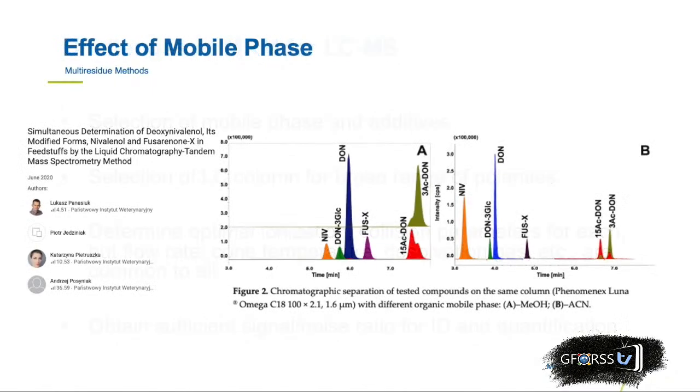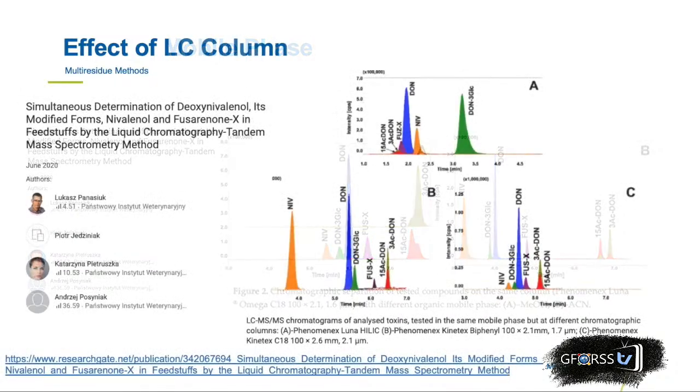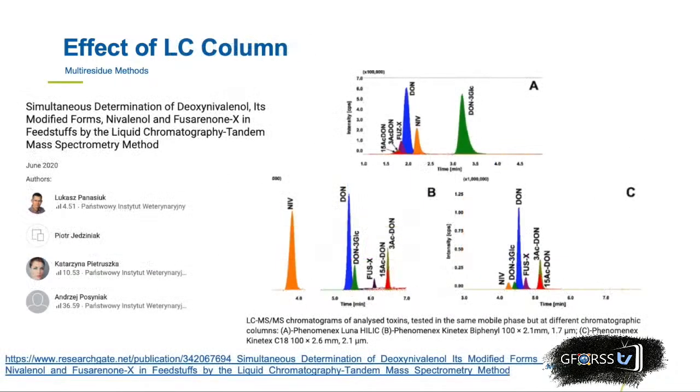This example illustrates the effect of the mobile phase on the measurement of mycotoxins. Chromatograms in A were acquired using methanol, while acetonitrile was used for B. The separation is cleaner in B. From the same article, we can look at the figure showing the effect of the column on the separation.